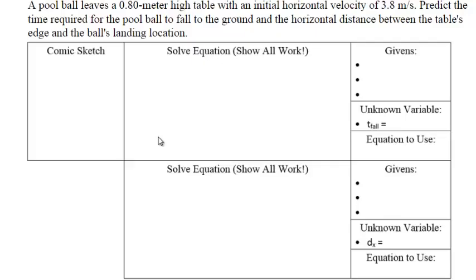A pool ball leaves a 0.80 meter high table with an initial horizontal velocity of 3.8 meters per second. Predict the time required for the pool ball to fall to the ground and the horizontal distance between the table's edge and the ball's landing location.